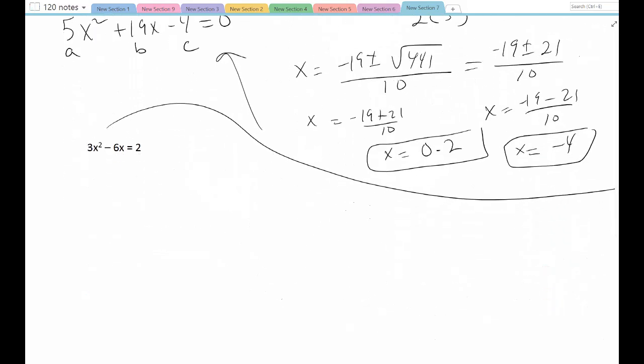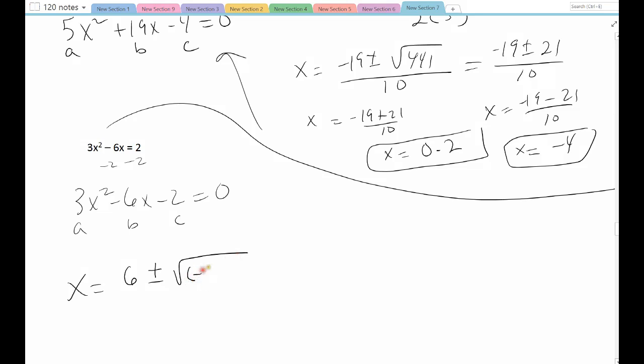Alright, the last example. Again, same thing. I have to set it equal to 0 first, which means I need to move the 2 over. So 3x squared minus 6x minus 2 equals 0. So a is 3, b is negative 6, c is negative 2. Plug it into the quadratic equation. So the opposite of b, which would be negative negative 6, comes out positive 6.